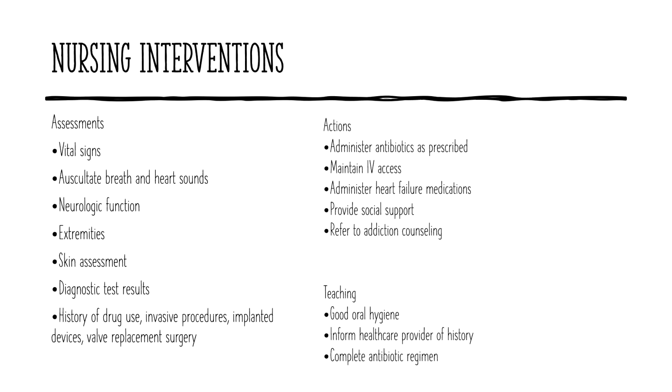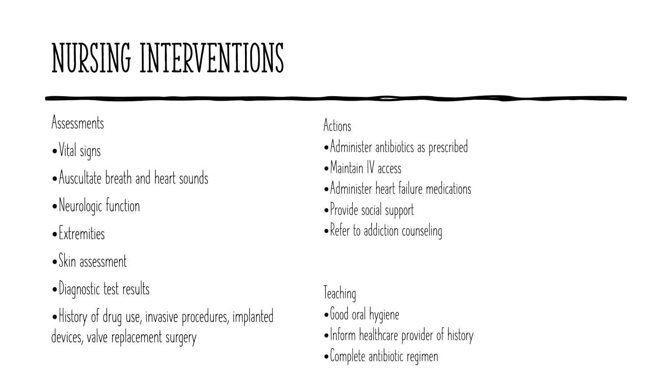Do a neuro assessment to monitor for any neural changes, like stroke-like symptoms: facial drooping, slurred speech, one-sided weakness. Look at their extremities. Do we see any of those Janeway lesions or Osler nodes, splinter hemorrhages? And then diagnostic test results, looking at our echocardiogram.